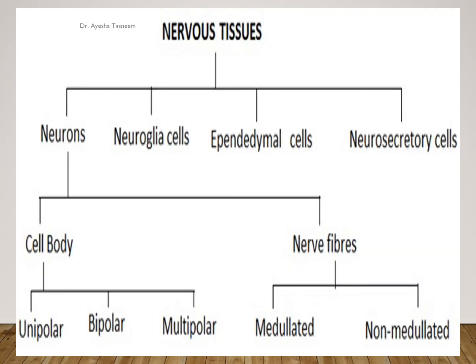This is the major classification of the nervous tissues. Firstly, we have neurons. A neuron typically has a cell body that can be unipolar, bipolar, or multipolar. Then nerve fibers that are myelinated or non-myelinated. The classifications of the neurons you might have studied in histology, so we will not go into their details.